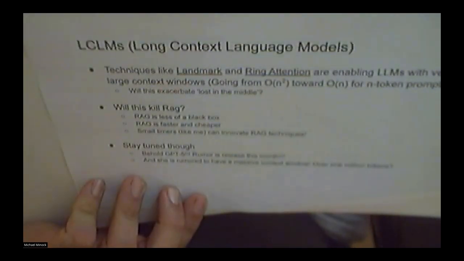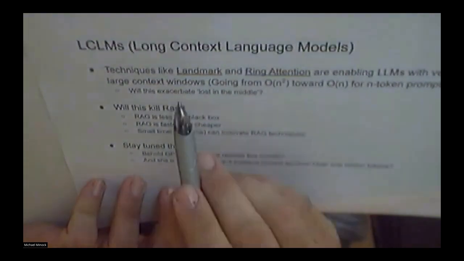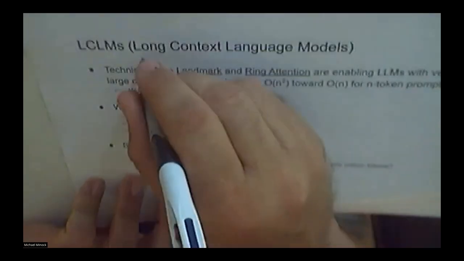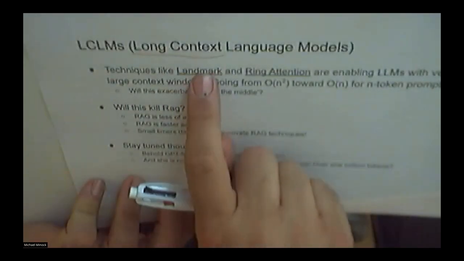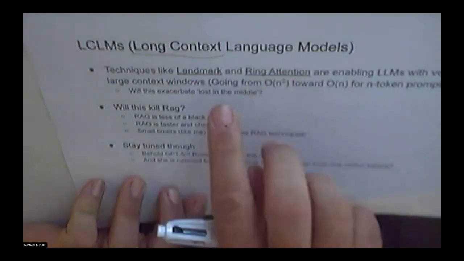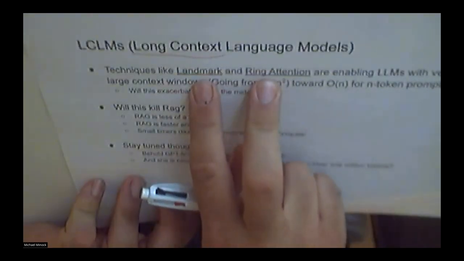I honestly am on the side that says you need RAG. You don't want to do it that way, and ultimately it won't work. Now, why can we have long context windows? There are two principal techniques: landmark attention and ring attention. I'm not going to go into the details of these.